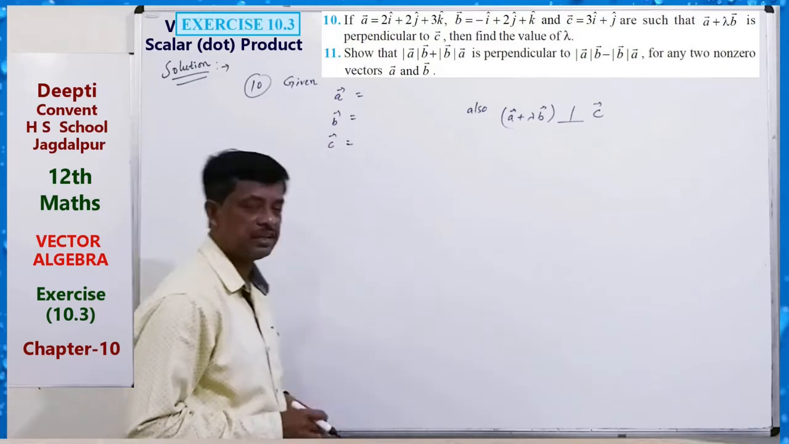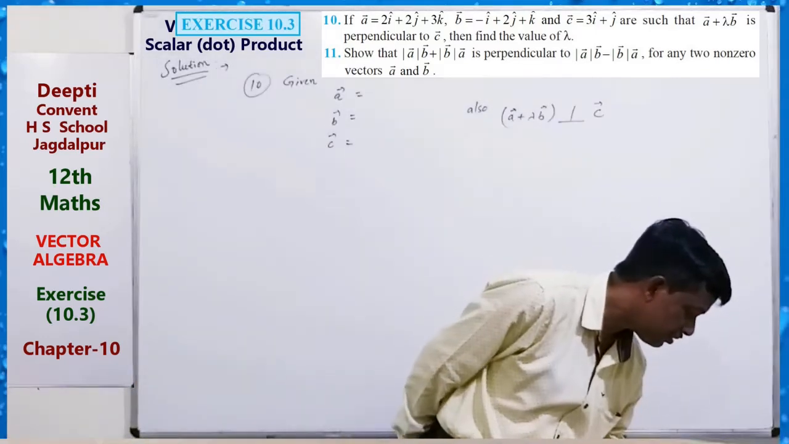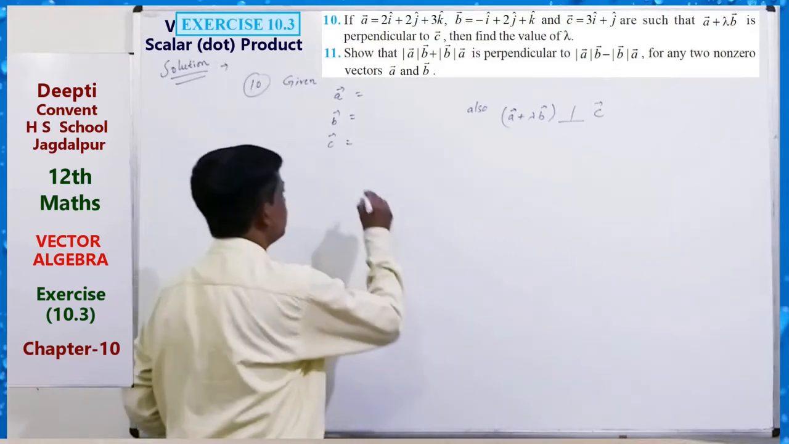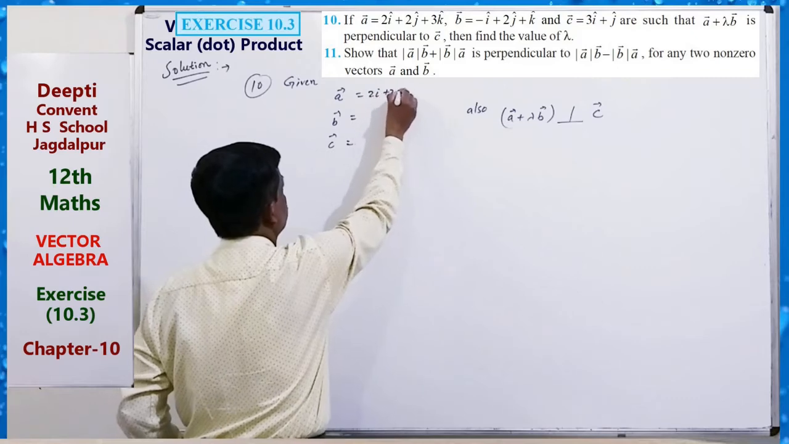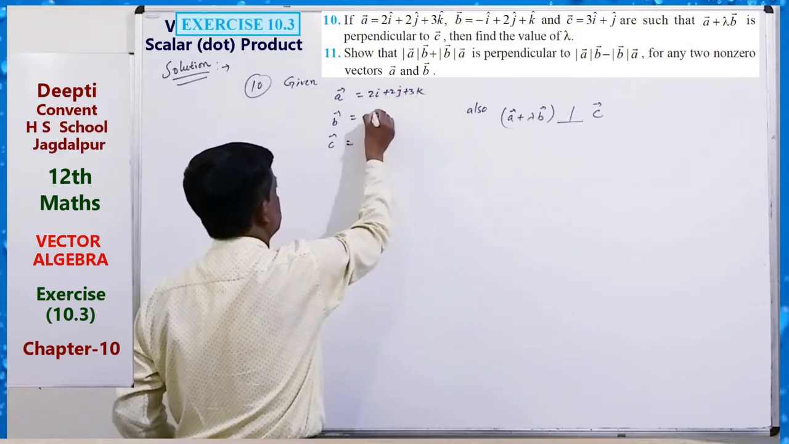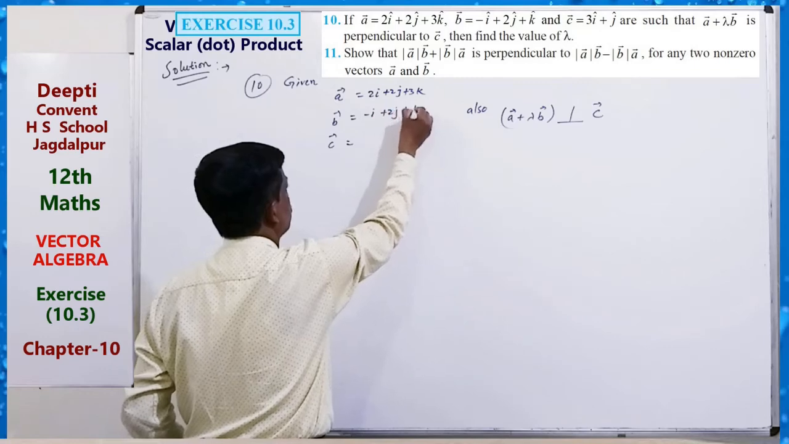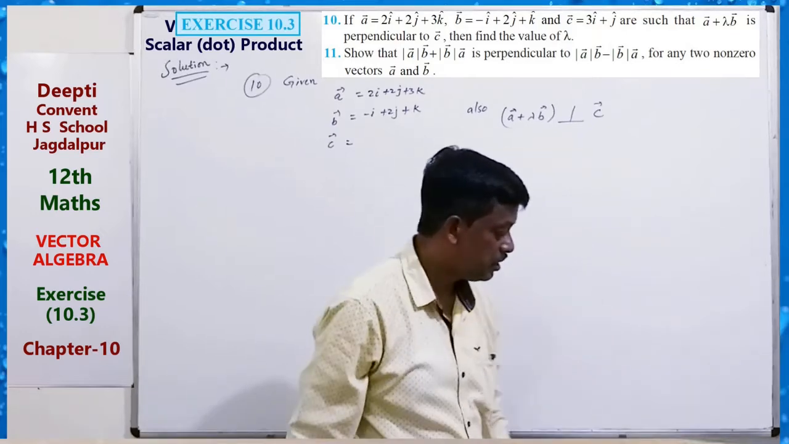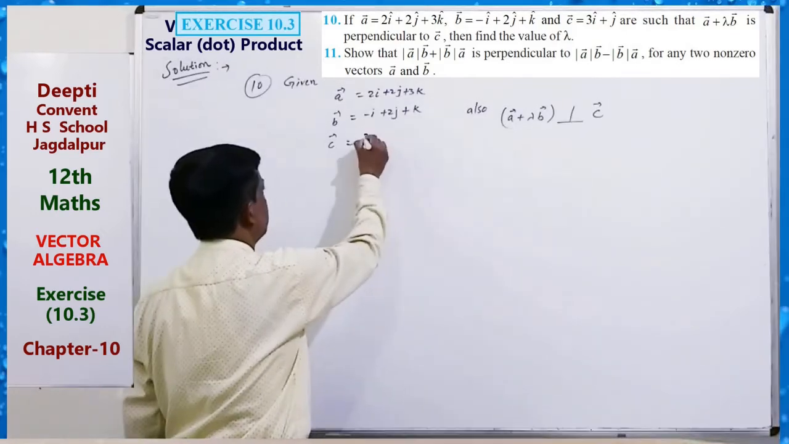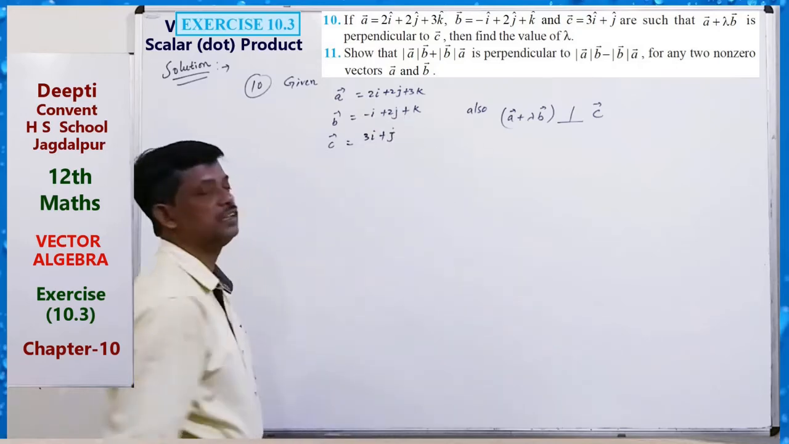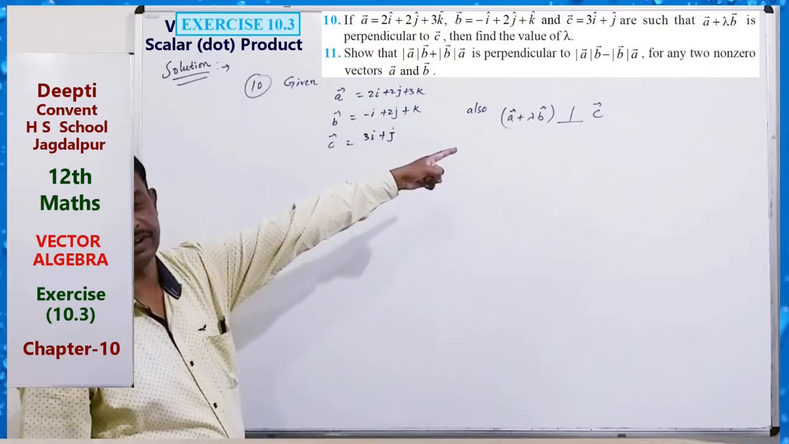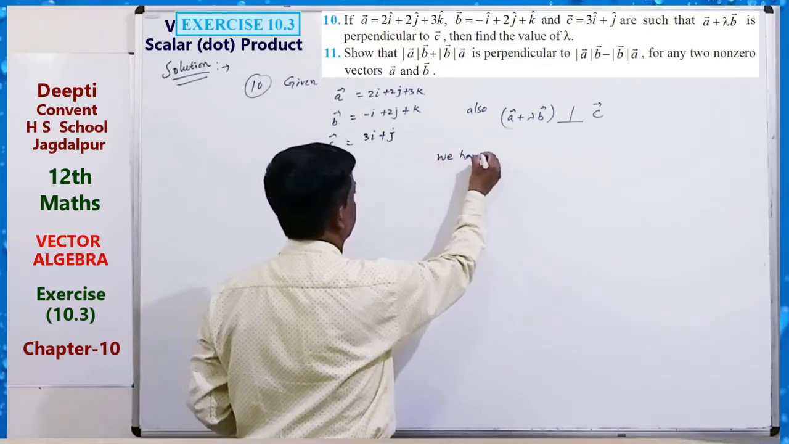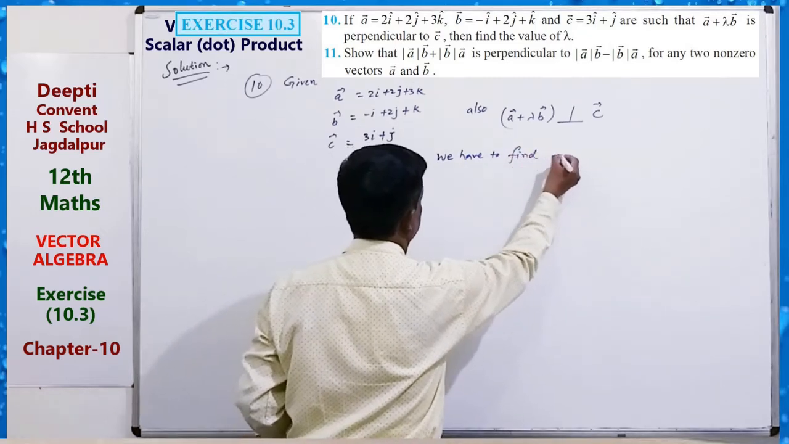So first of all, A, B, C are given. Here A is 2, 2, 3, B is minus 1, 2, 1, and C is 3, 1. These are the three vectors given, and we have to find lambda.